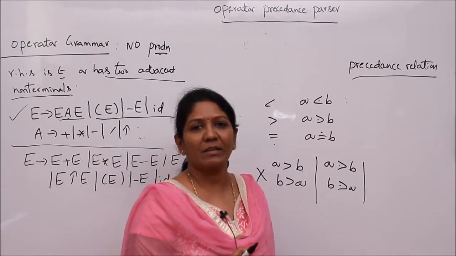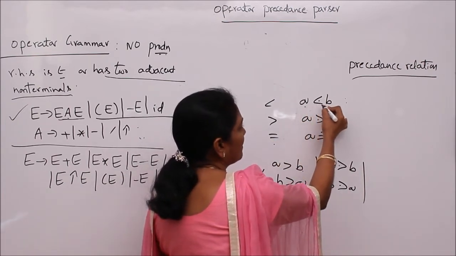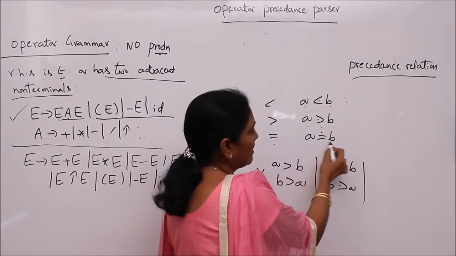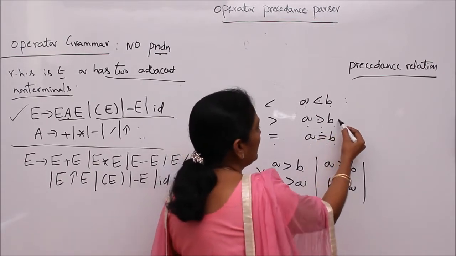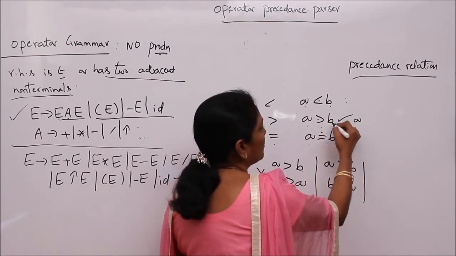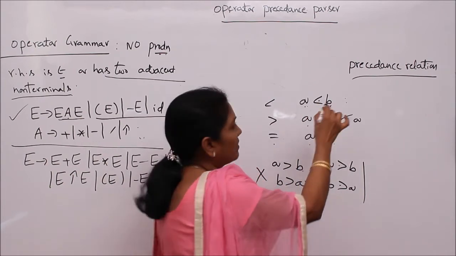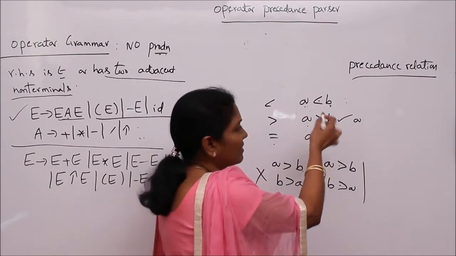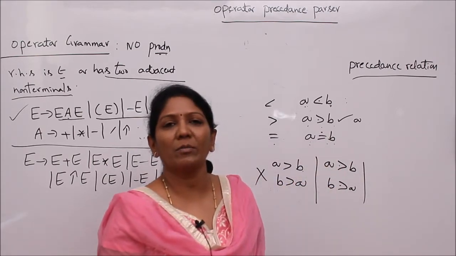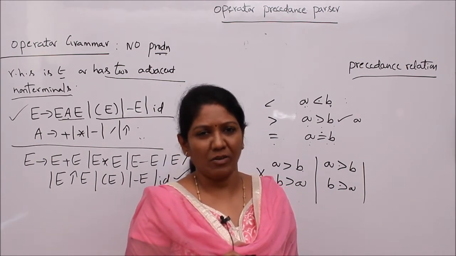Now let's try to understand the meaning of the three precedence operators. A has lower precedence than B, A has higher precedence than B, A has equal precedence to B. So what do we mean by A has higher precedence than B? That means A has to be reduced before B. Whereas here B has to be reduced before A because B has higher precedence. Whichever has higher precedence should be reduced first. A and B equal means both are to be reduced at the same time. This is the meaning of the three relational operators.